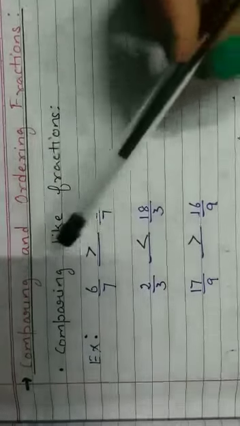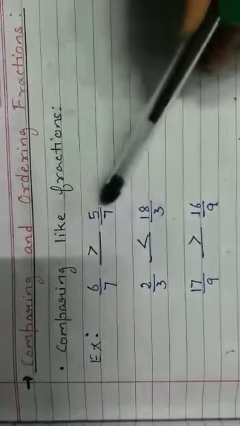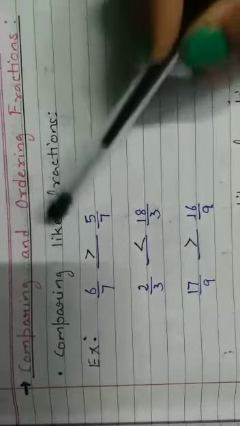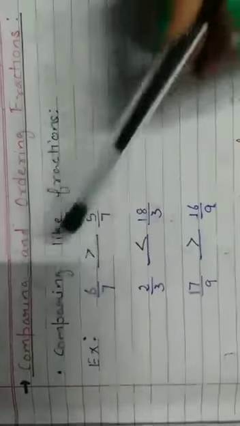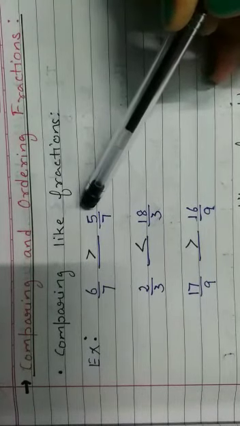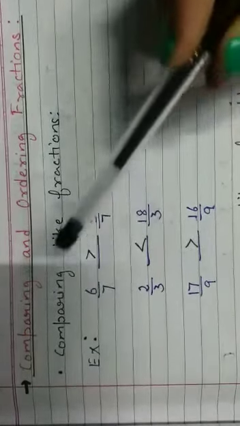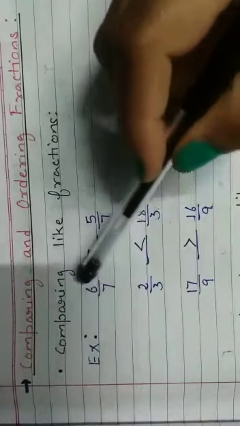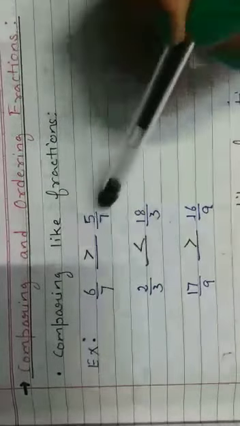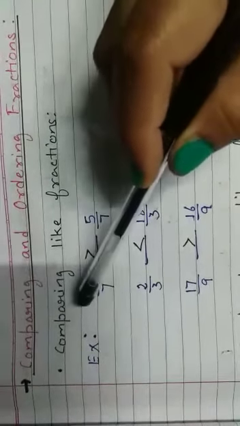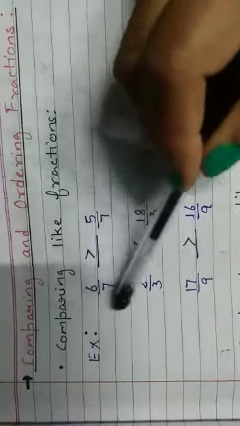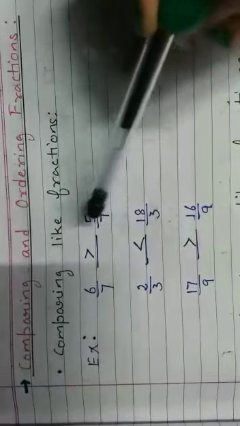Okay, so here you can see we have the like fractions 6 upon 7 and 5 upon 7. Here you can see the denominators are the same. So in case of like fractions, we just have to see the numerators. We have to observe which numerator is greater. Whichever numerator is greater, that fraction will be bigger. Okay, so here because the denominators are the same and the numerators are 6 and 5, because 6 is greater than 5, 6 upon 7 will be greater than 5 upon 7.